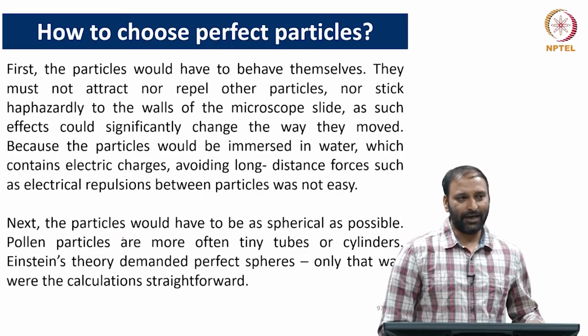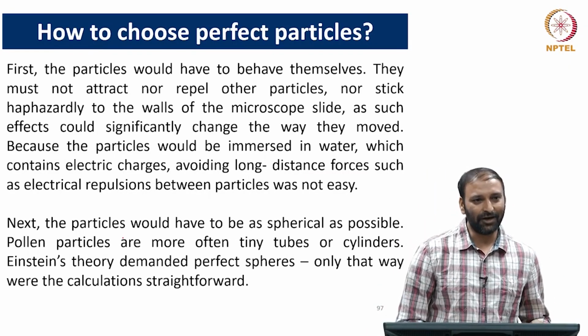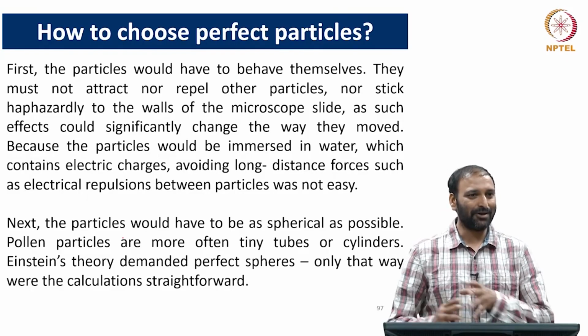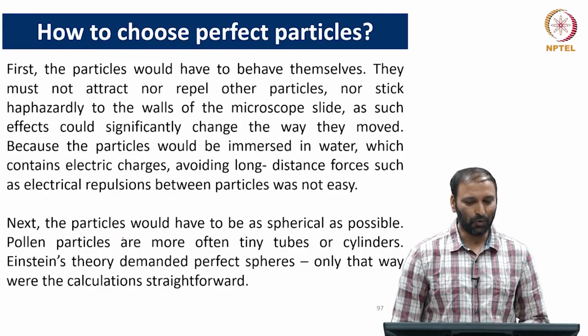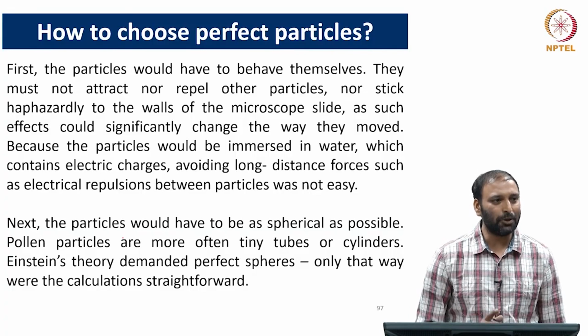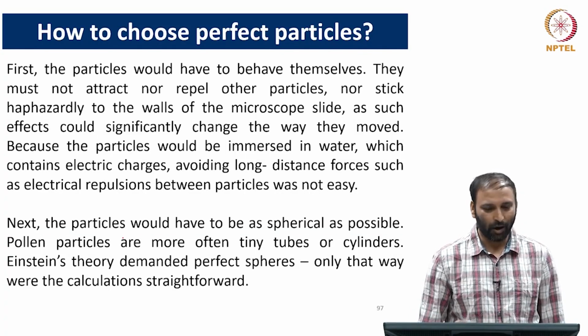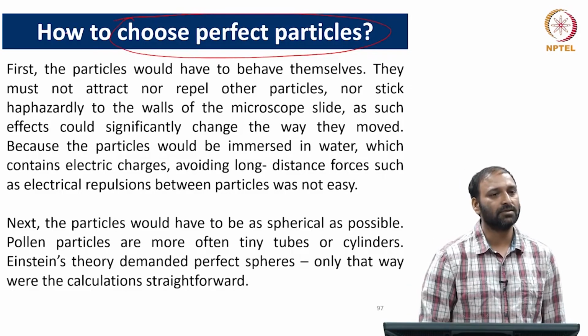Now, Brown's experiments were in 1827, and then it took a very long time for Perrin to do these nice experiments and prove the existence of atoms. And the reason why he was able to do it and the other people could not is because he was able to choose the perfect particle for his experiments.